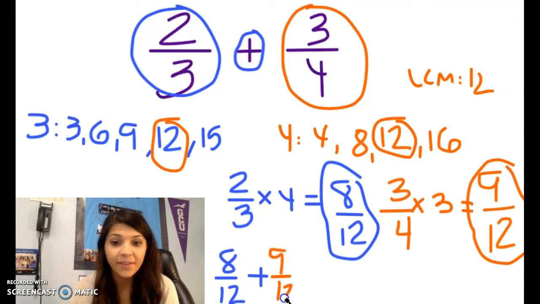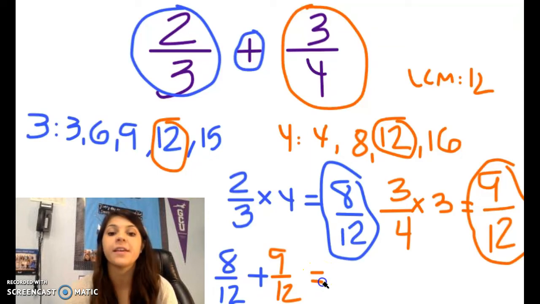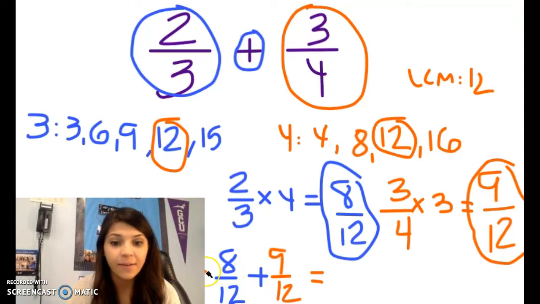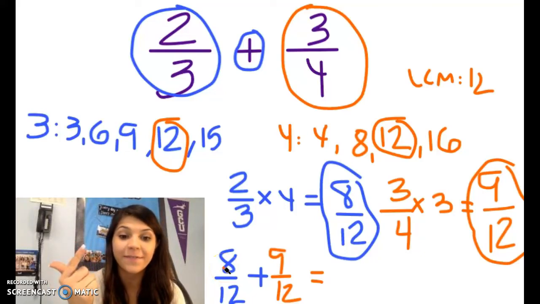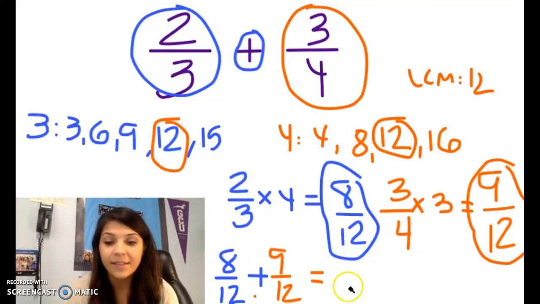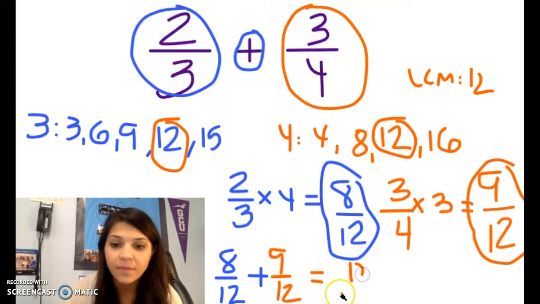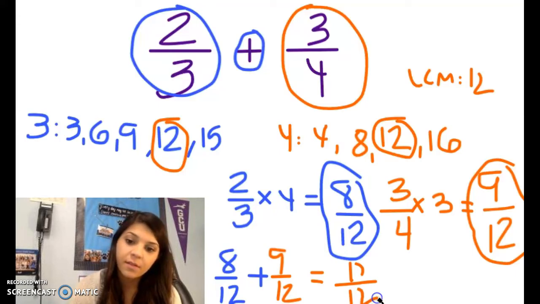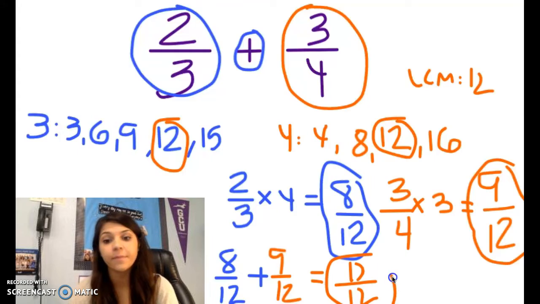So we have 8 twelfths plus 9 twelfths. So if we just add straight across without even thinking about it, we're going to get 8 plus 9, which we all know, 8, 9, 10, 11, 12, 13, 14, 15, 16, 17. So we're going to get 17 over 12. Sorry, that's a really bad number. So 17 over 12 is going to be our answer.